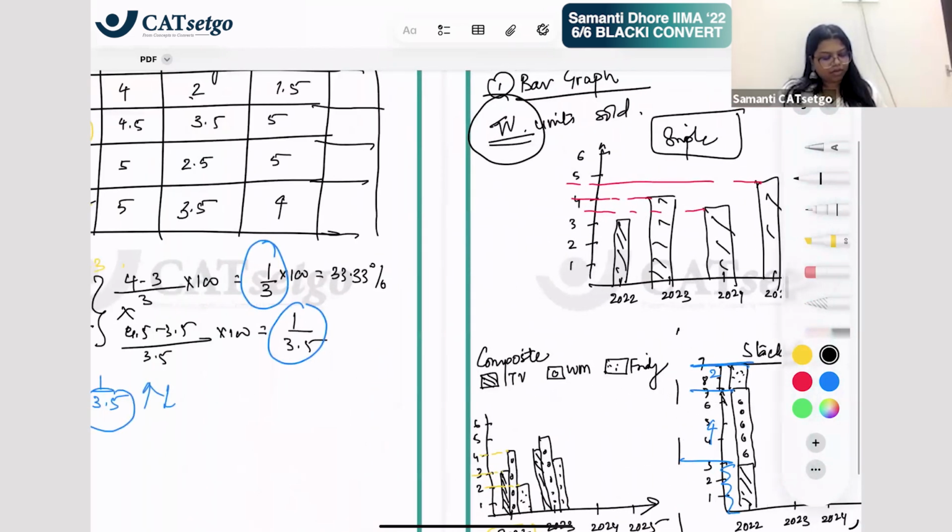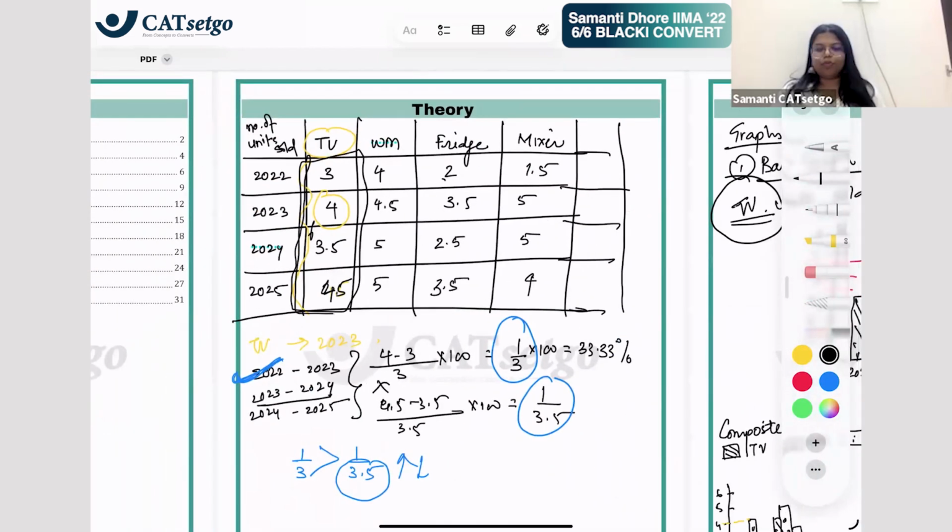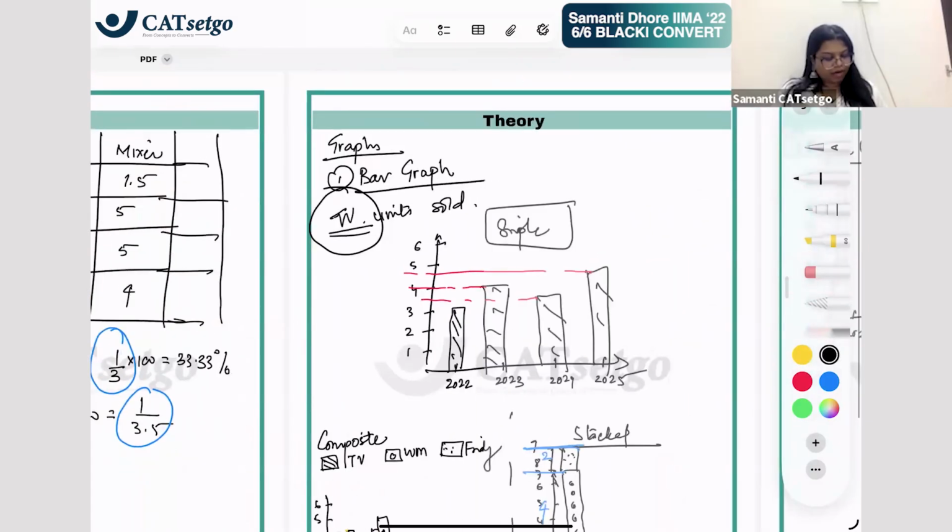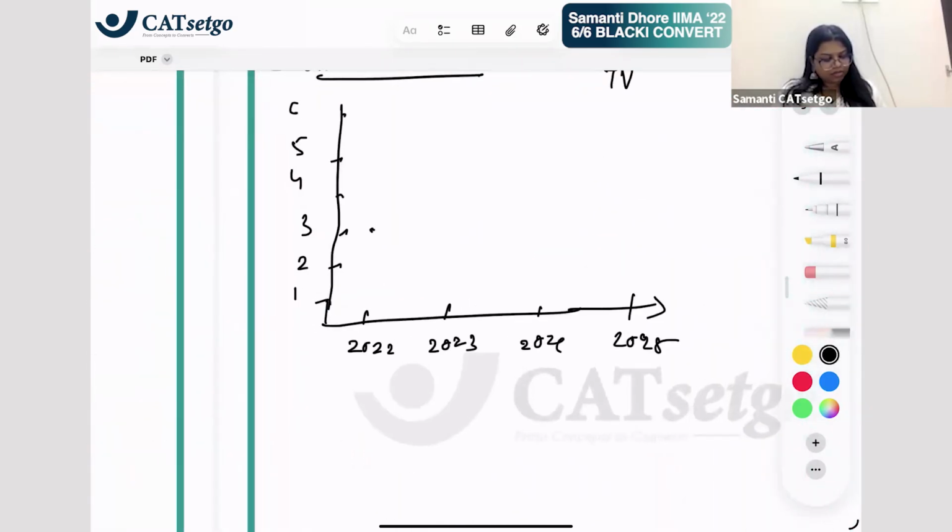Here I know the TV was sold 3 units, 4 units, 3.5 units, and 4.5 units. So I'm going to plot like this. It is 3 units first, then 4 units next. Then what was it? It was probably 3.5, and then 4.5 every year, right? Accordingly, I'm going to draw a line that connects the respective dots, and I'm going to represent it by triangles. So I know this is for TV.